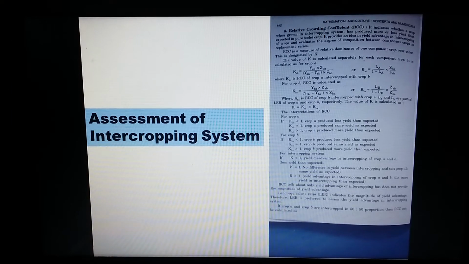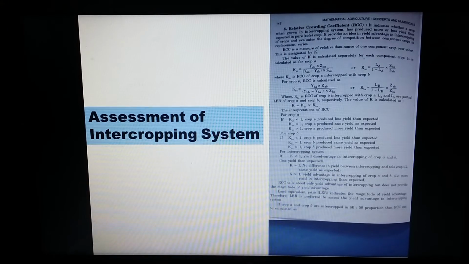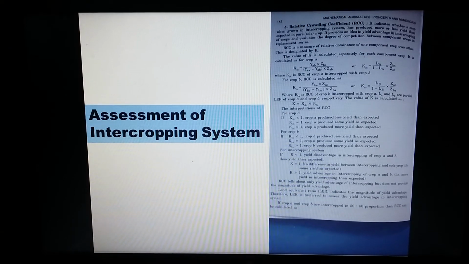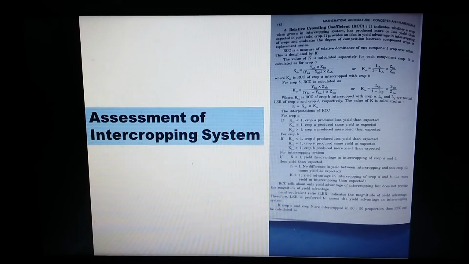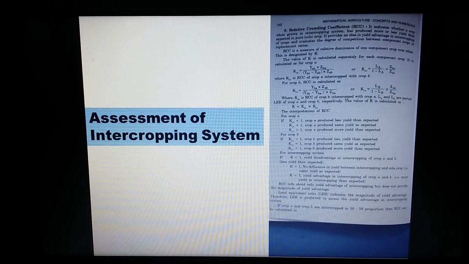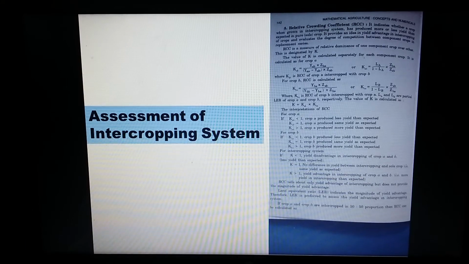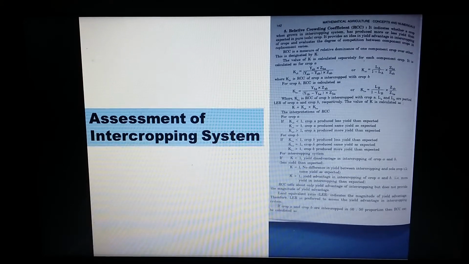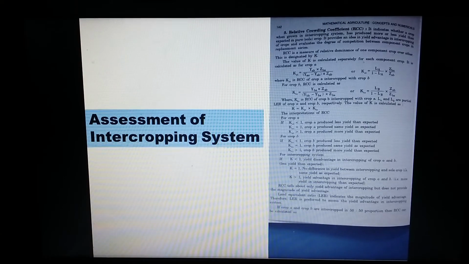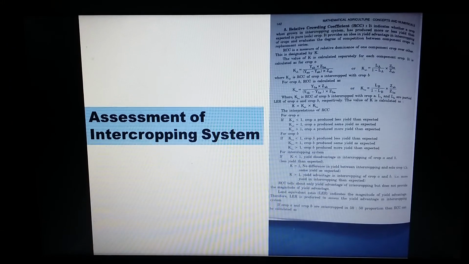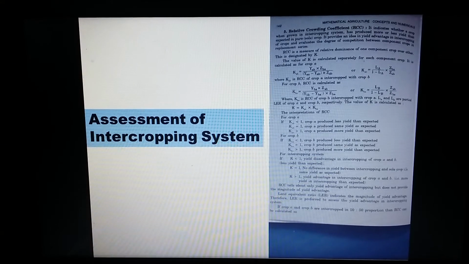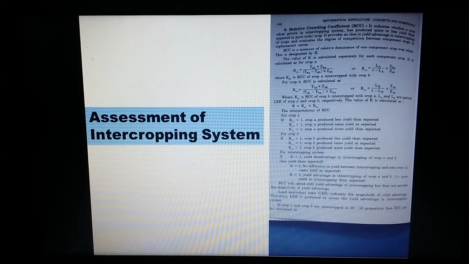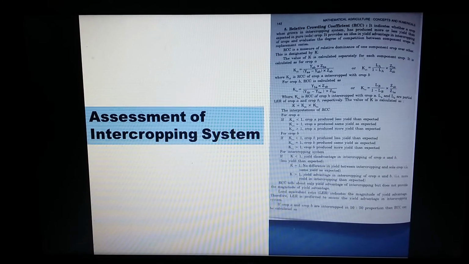That means KA, the relative crowding coefficient for crop A, is equal to intercrop yield of crop A into sown proportion of crop B in the intercropping system divided by sole crop yield minus intercrop yield of crop A into sown proportion of crop A. The relative crowding coefficient for crop B is equal to intercrop yield of crop B into sown proportion of crop A in the intercropping system divided by sole crop yield of crop B minus intercrop yield of crop B into sown proportion of crop B. So the relative crowding coefficient of the system is equal to KAB into KBA, that means the relative crowding coefficient for crop A multiplied by the relative crowding coefficient for crop B.